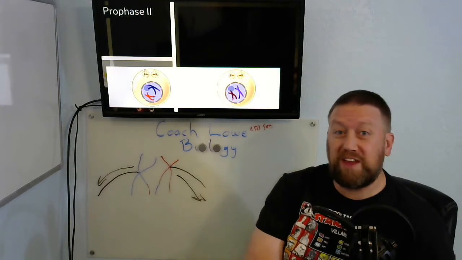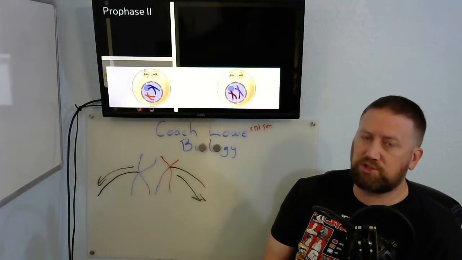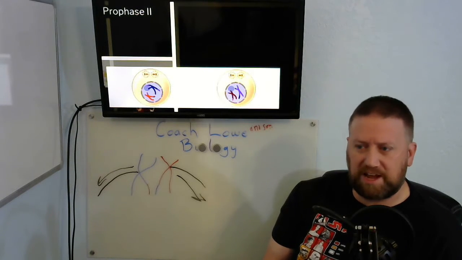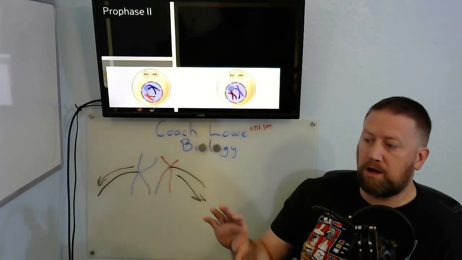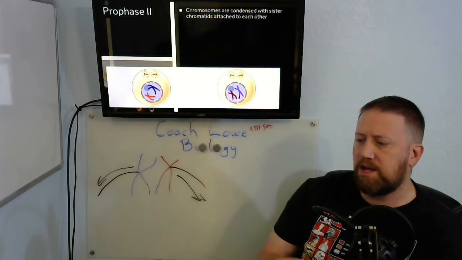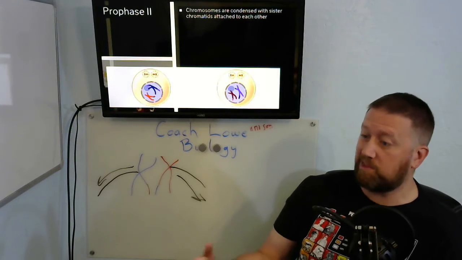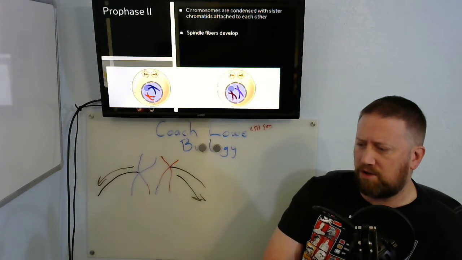Now, during prophase 2, again, it's prophase, so we're starting off with the chromosomes bunched together. Here, the chromosomes will be formed. We have spindle fibers that start to elongate, and the nuclear envelope is dissolved.